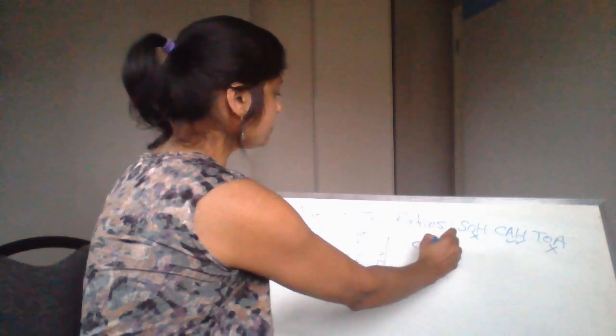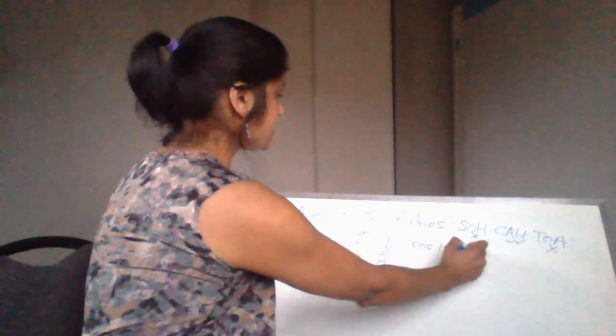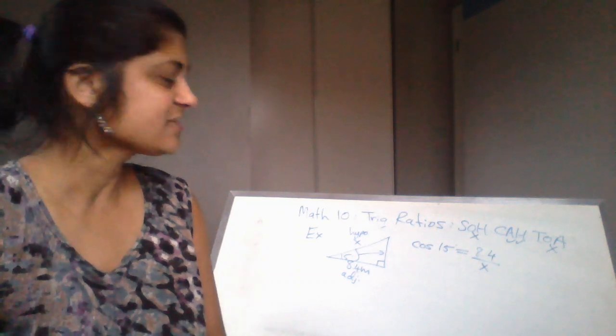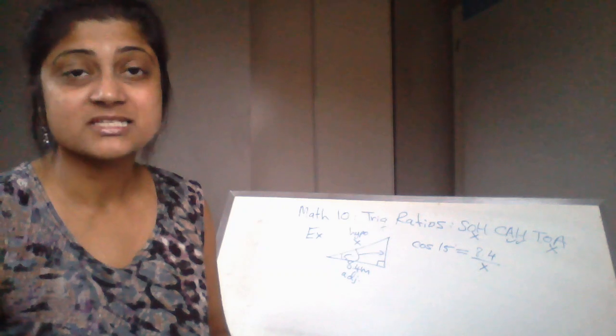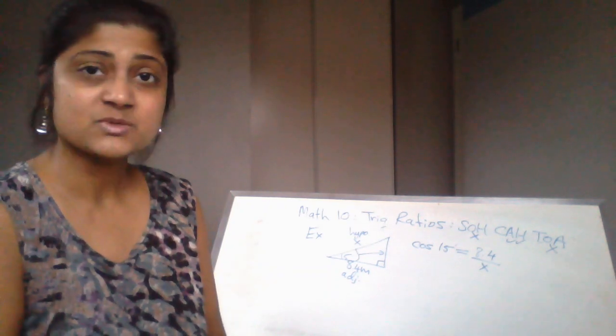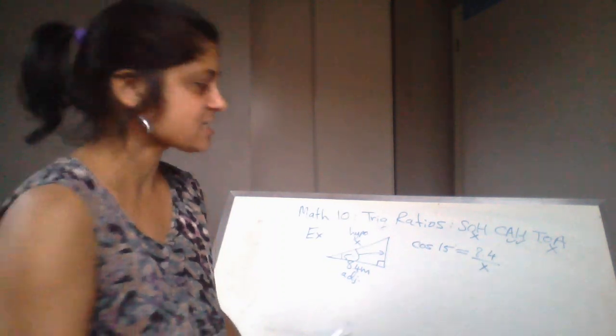So cos of the angle, so cos 15 degrees, okay? It is equal to the adjacent side, and the adjacent side here is 8.4 over the hypotenuse, which is equal to x, okay? Does everyone see how to write the ratios? The teacher will be looking for this step, okay? So again, if you want to skip maybe the step right after this one, that should be okay. All right, I always just write down all the steps, okay, just in case.